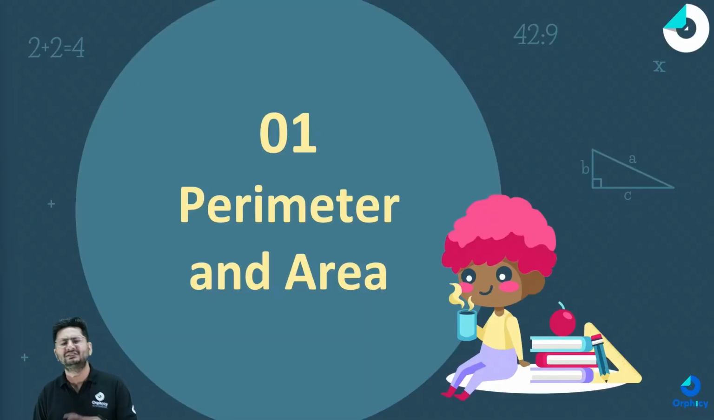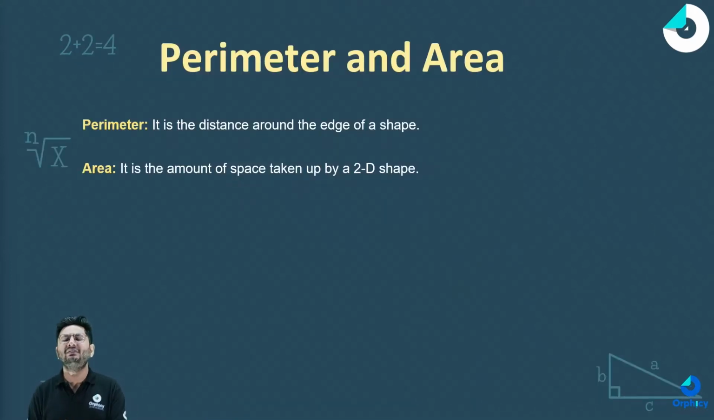So firstly, we'll start with perimeter and area. This topic you guys have already studied in 7th class, but we'll do a quick revision of the same. So what is perimeter? It is the distance around the edge of the shape, or the length of the boundary. And what is area? It is the amount of space taken by a 2D shape. It is the region that is enclosed in a 2D shape.